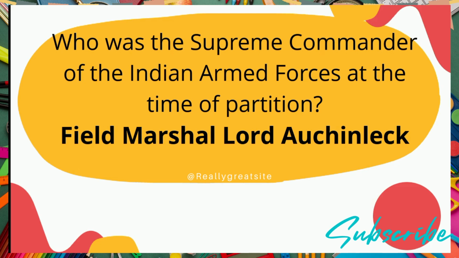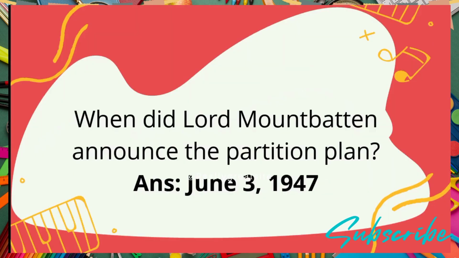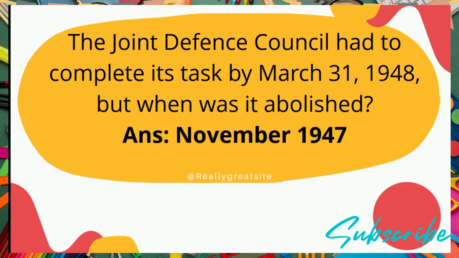Who was the Supreme Commander of the Indian Armed Forces at the time of partition? Field Marshal Lord Auchinleck. When did Lord Mountbatten announce the partition plan? June 3, 1947. The Joint Defence Council had to complete its task by March 31, 1948, but when was it abolished? November 1947.